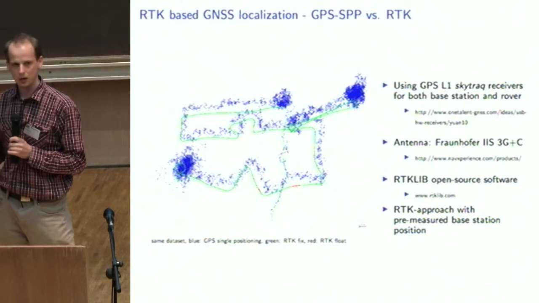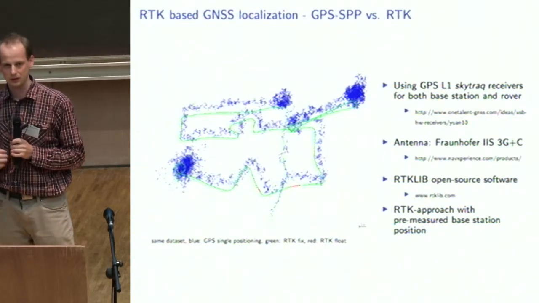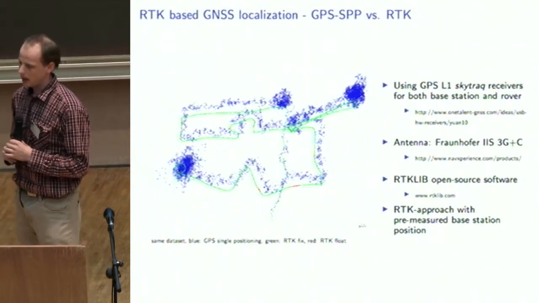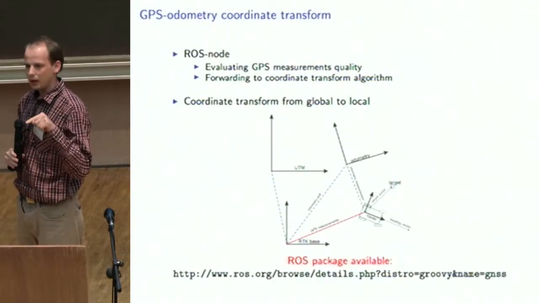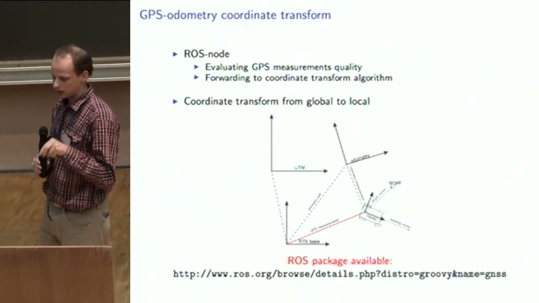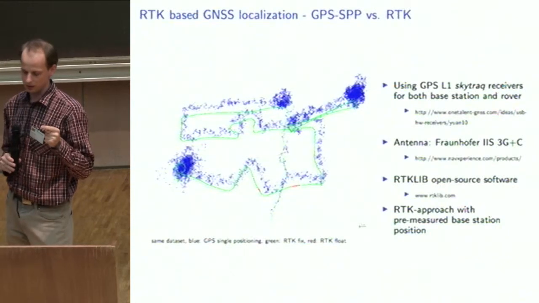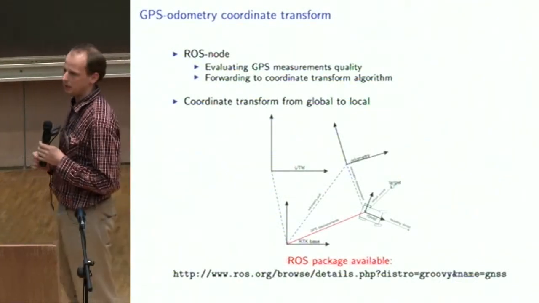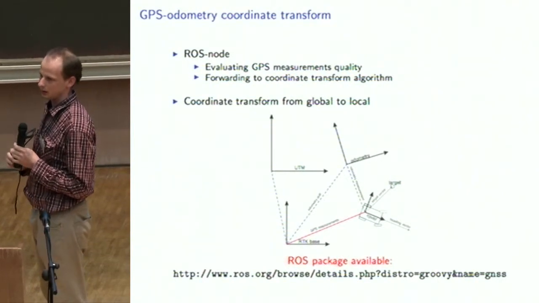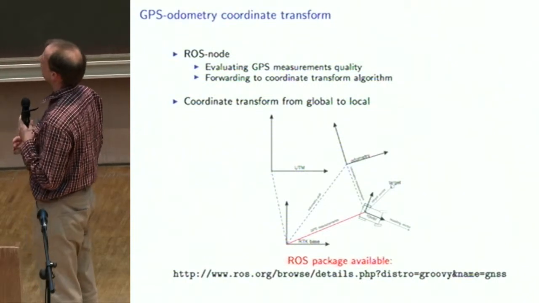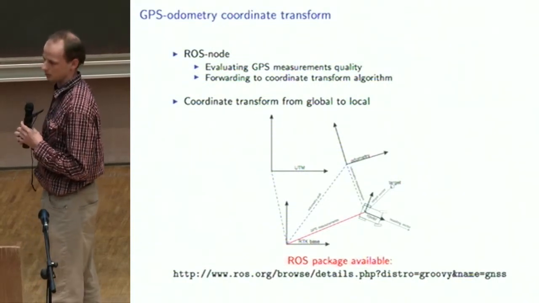We use the RTKLIB open source software, and this is a really great open source product. We conducted the RTK solution inside RTKLIB, and then from there, we could provide the global position reference information as a coordinate transform in ROS.